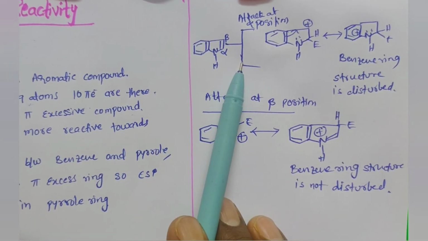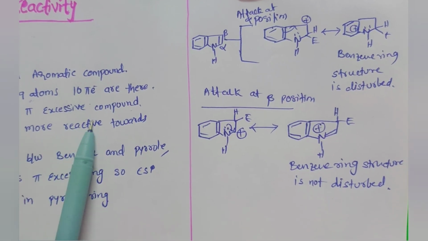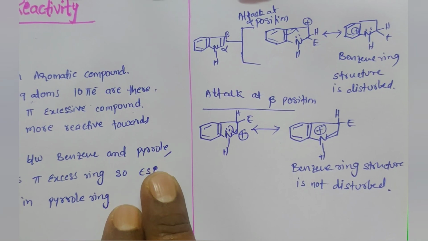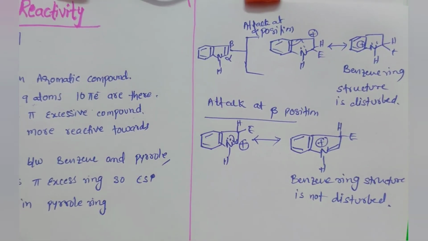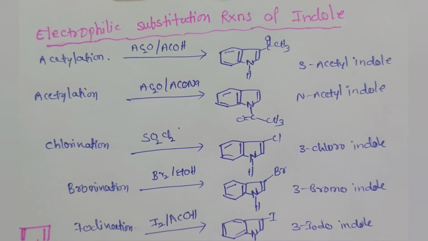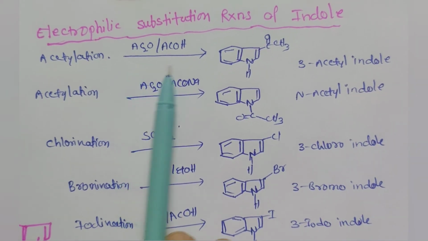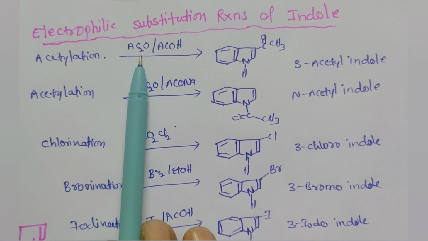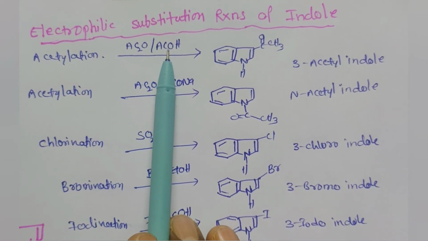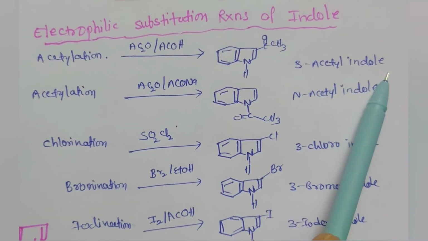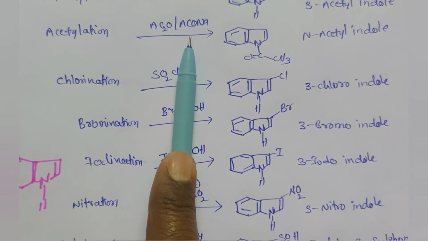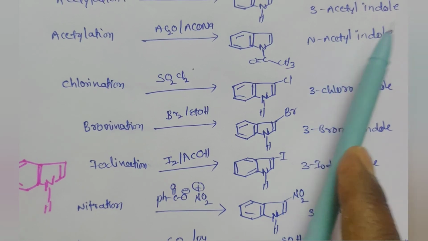And we have to understand that as it is a pi-excessive compound, mild conditions are required for electrophilic substitution reactions. Now here we take some examples of electrophilic substitution reactions. First one is acetylation. If acetylation is carried out in the presence of acetic acid, we get 3-acetyl indole. And if acetylation is carried out in the presence of sodium acetate salt, we get N-acetyl indole.